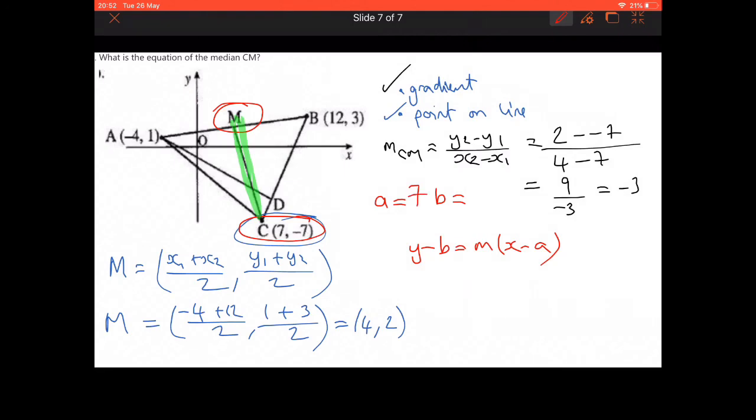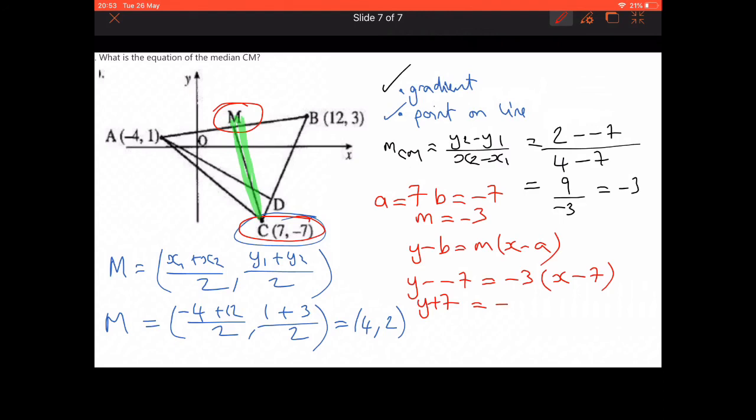So we've got 7 and negative 7, and m is your gradient, which is negative 3. And we can just plug all of that into our formula. So y minus negative 7 equals negative 3 brackets x minus 7. Y minus negative 7 is y plus 7 equals negative 3 brackets x minus 7.